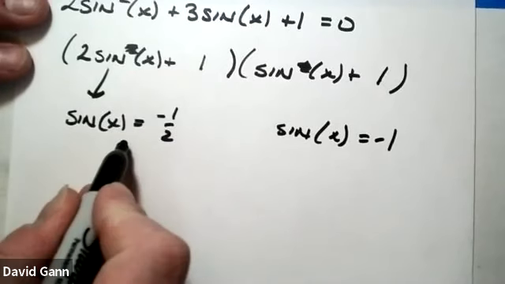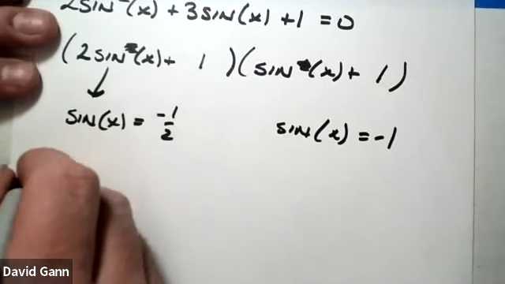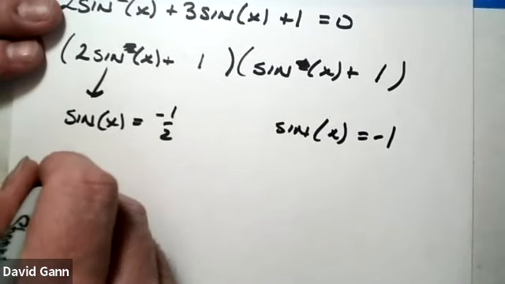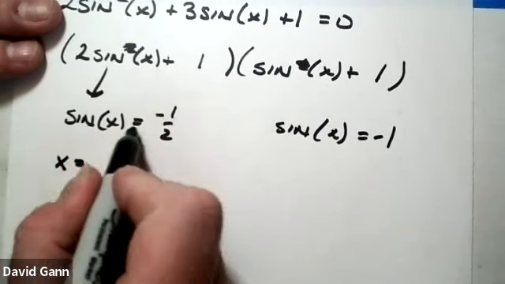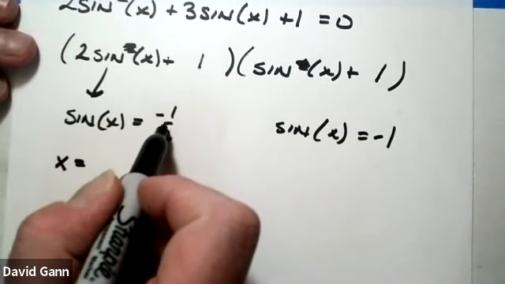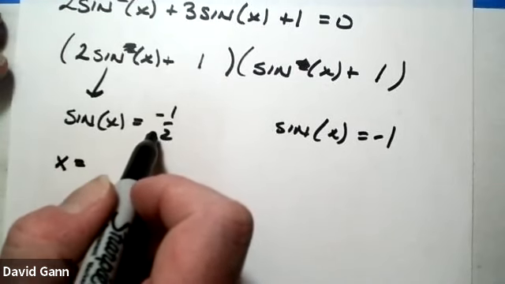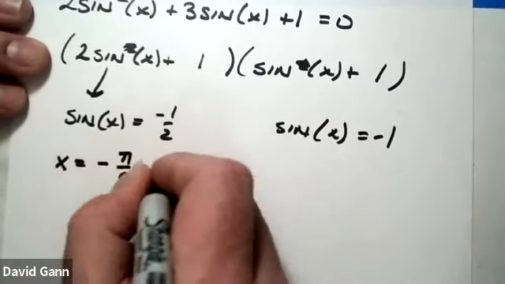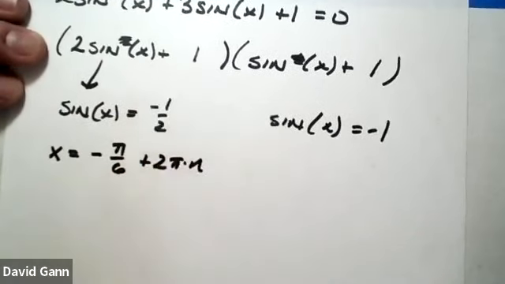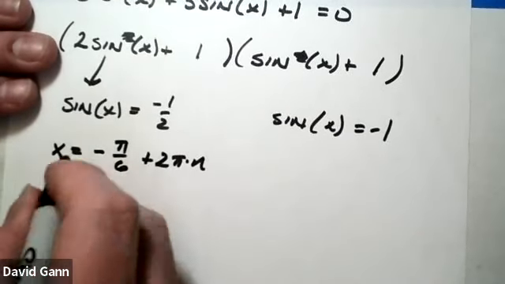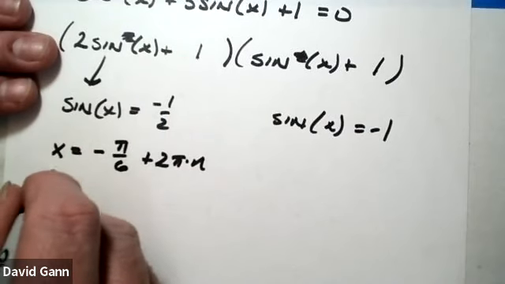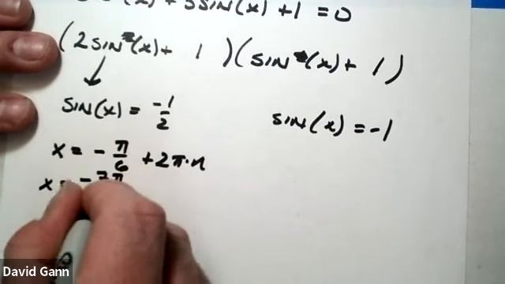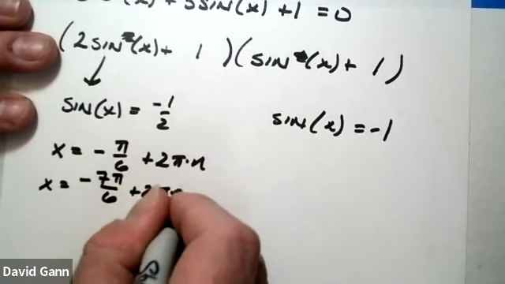Okay, so sine of x equal to negative 1/2. Since we've done it so many times, I'm just going to allude to it. x equal to, well, the inverse sine of negative 1/2 is negative pi over 6, which I think we've done already. And then don't forget 2 pi times n. The alternate root for this one, which I think we've done as well, is negative 7 pi over 6 plus 2 pi times n.